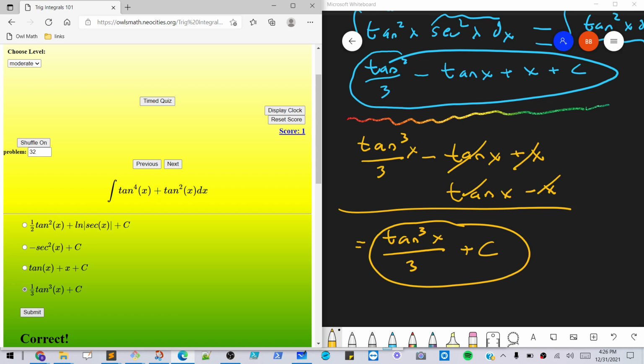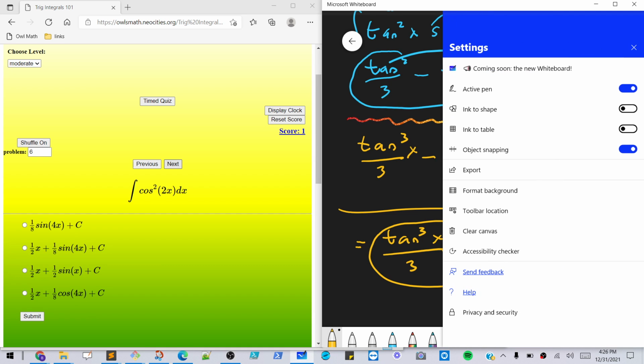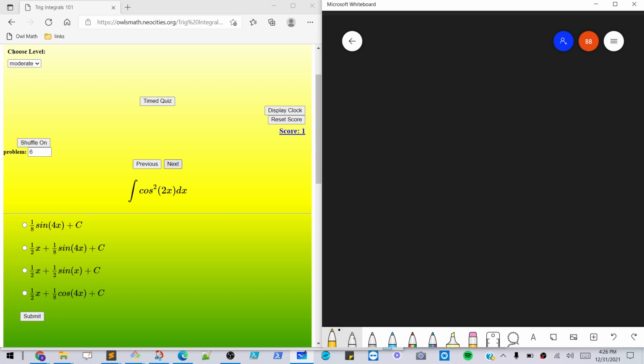Okay, so one problem down, 101 to go. And clear the board. Okay, problem number 2. I think I like this one better. That one was a lot of work.